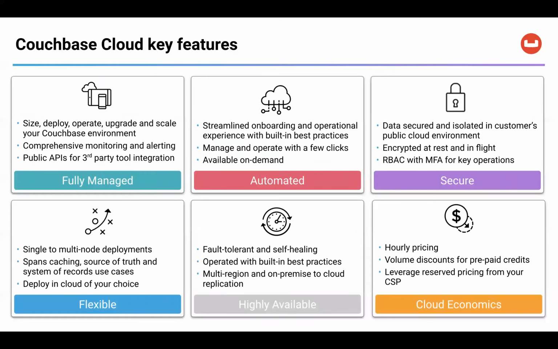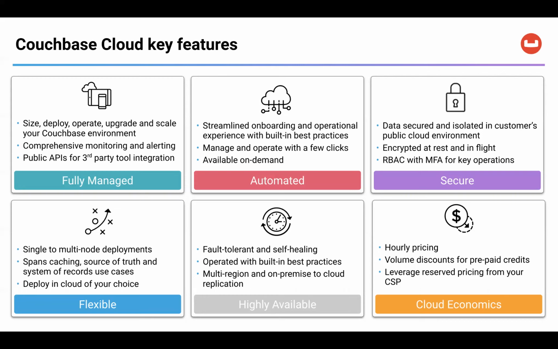It's completely automated. And of course, it's completely secure, right? Something that I always like to highlight is that all the data is encrypted at rest and over the wire, but you can also implement multi-factor authentication for some key operations. It's flexible, right? We're dealing with the cloud, and spoiler alert, we are dealing with containerized applications. It is highly available, and this is something that is independent from the cloud offering. It's a key feature for cloud as for security. But last but not least, from a cloud economics perspective, it is extremely effective. We provide hourly pricing. We provide volume discounts for prepaid credits, right?